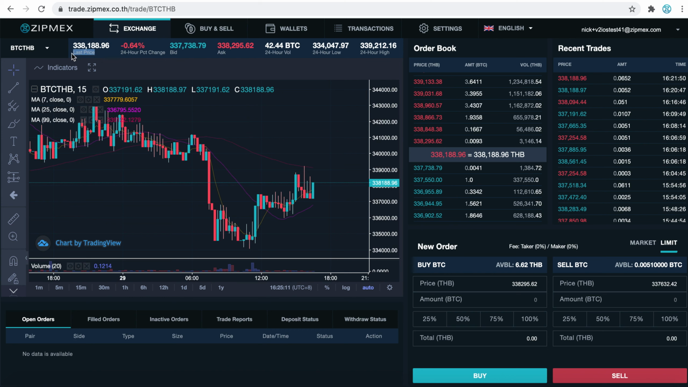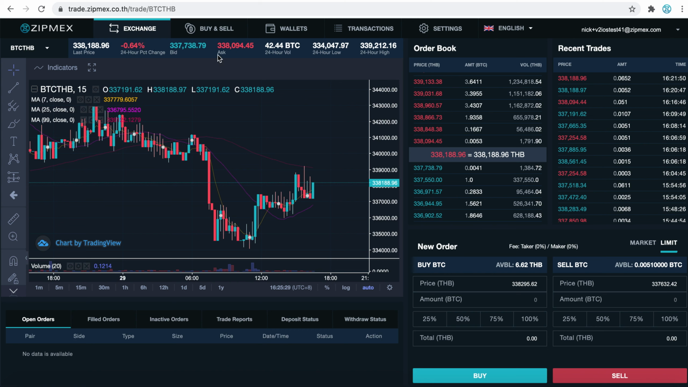So last price. This is the last traded price of Bitcoin, as you can see over here as well. Over to the right is the 24 hours percentage change of Bitcoin price. It's negative 0.64%.